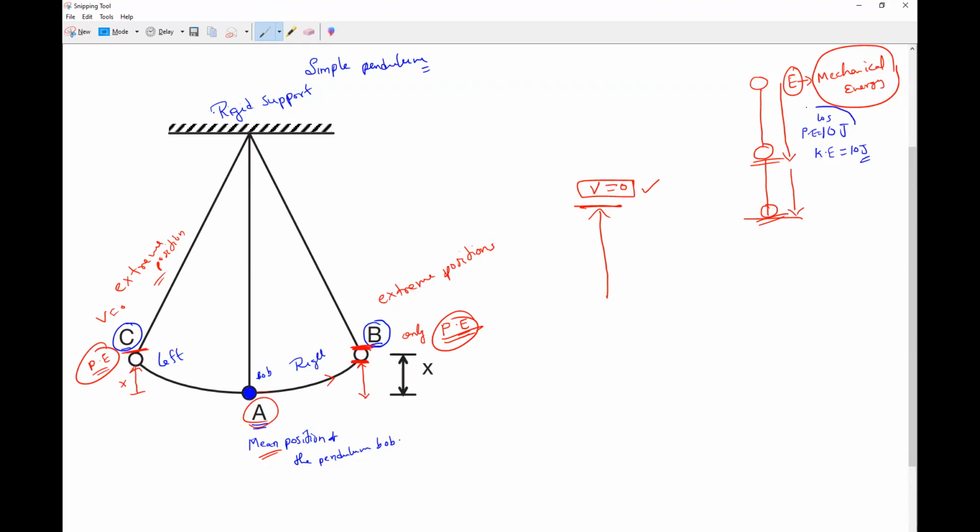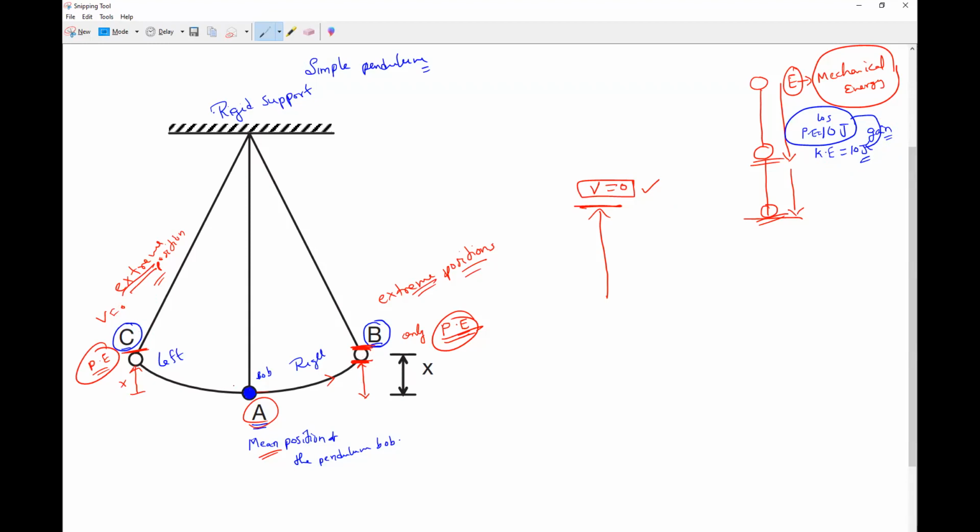So the loss of energy in one form is equal to the gain of energy in another form. Am I right or wrong, guys? So that is why energy can neither be created nor destroyed. It can be transferred from one form to another. So at the extreme positions, the bob has only potential energy, and when it comes to this other extreme position also, it has only potential energy.